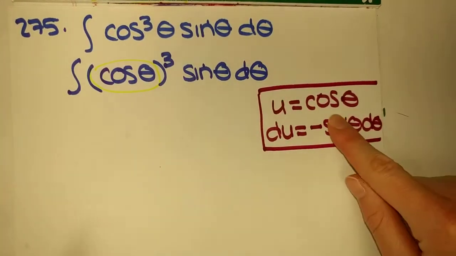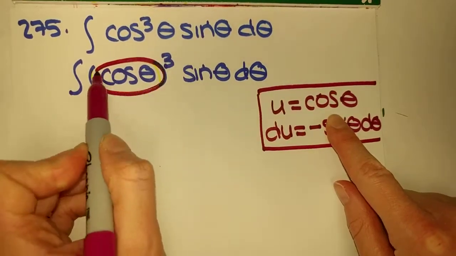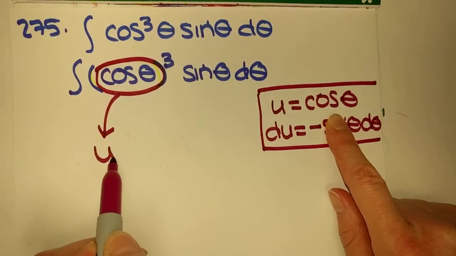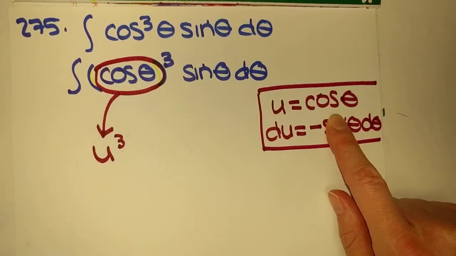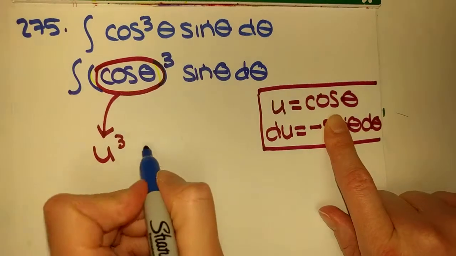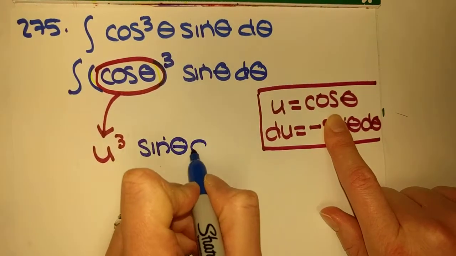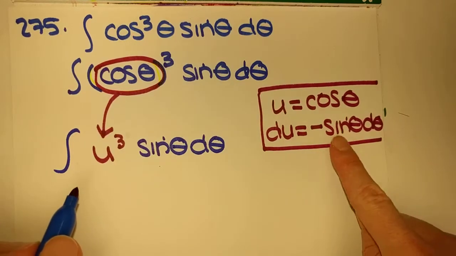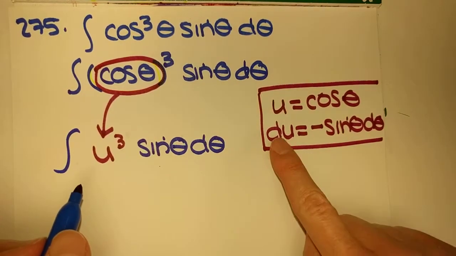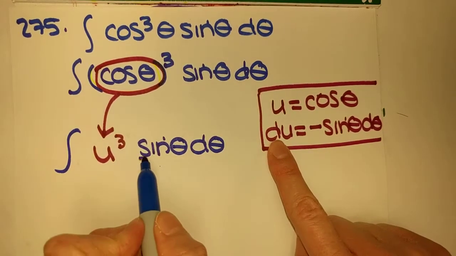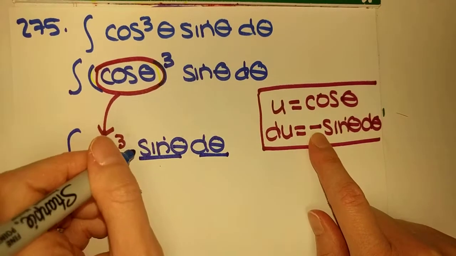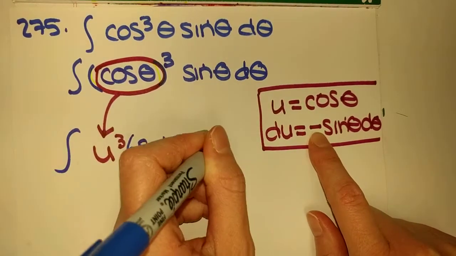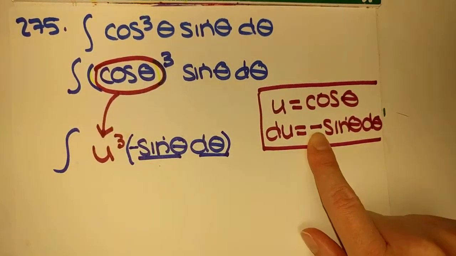So I start with u, and I say, okay, u is cosine theta, so that becomes u to the third power, and that will leave us with sine theta d theta to still contend with. Now, to contend with sine theta d theta, we notice that our du is defined as sine theta d theta with a negative.